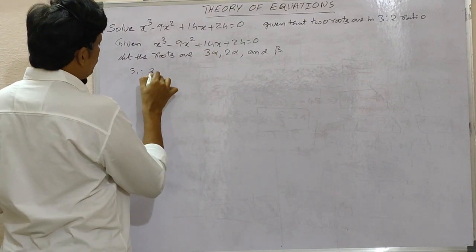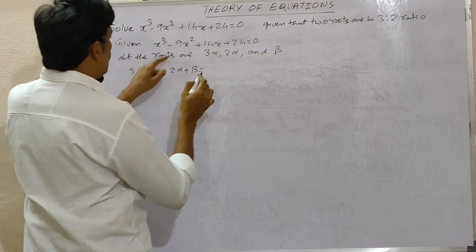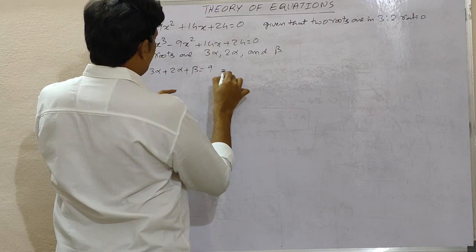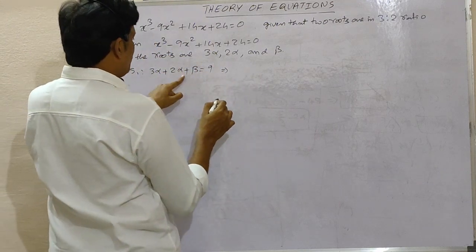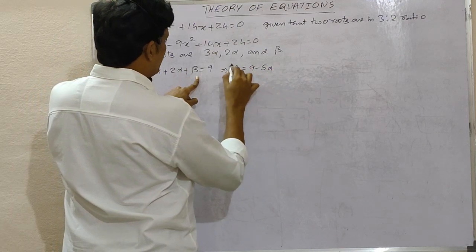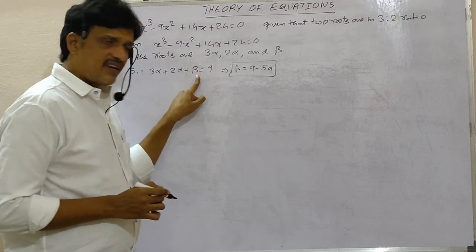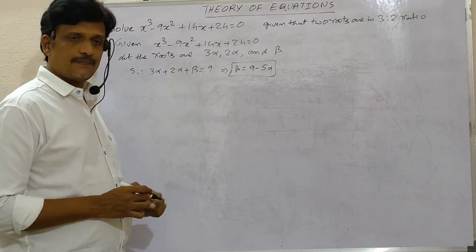S1 means the sum of the roots taken one at a time. 3 alpha plus 2 alpha plus beta is equal to minus of minus 9, which will be plus 9. So 3 alpha plus 2 alpha will be 5 alpha. That is why you can write beta is equal to 9 minus 5 alpha. You can write beta in terms of alpha like this.